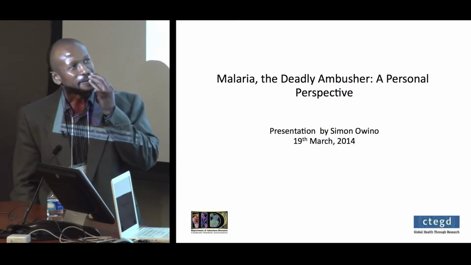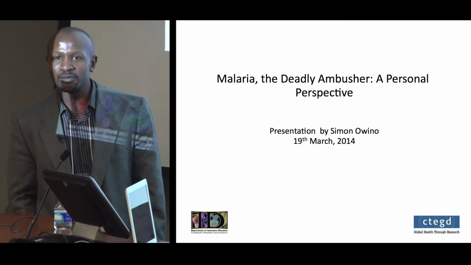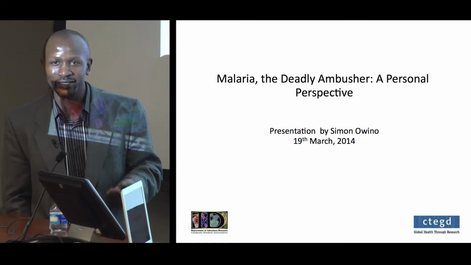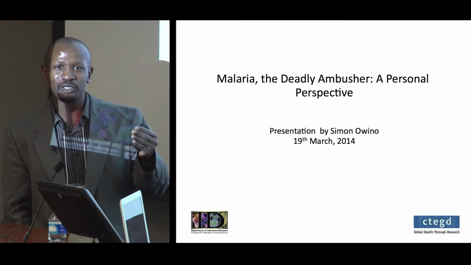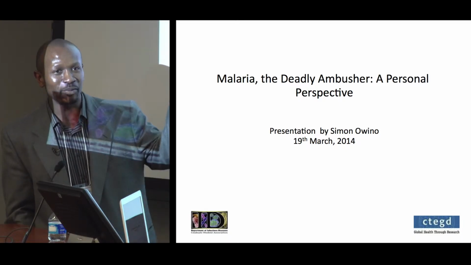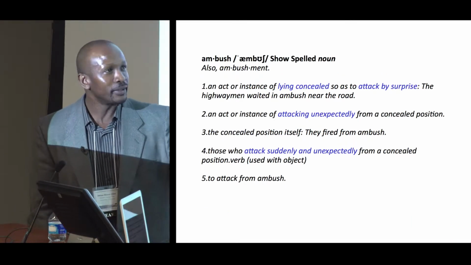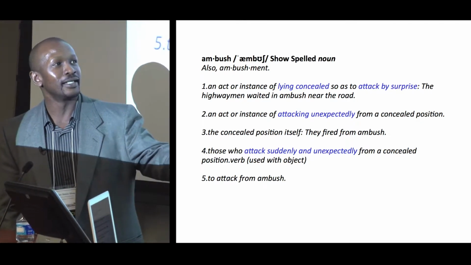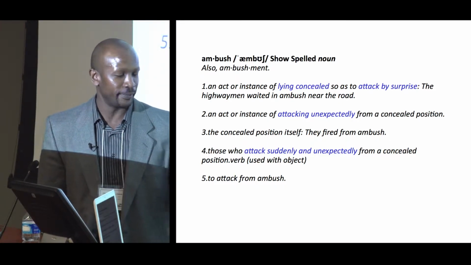So I guess when I was approached to give this talk, I had to think about a few instances, how I have actually experienced malaria before coming to the US and after coming to the US. And just one word struck me most, that malaria is actually an interesting ambush kind of disease. That's why I came up with the topic, the deadly ambusher. So if we revisit the meaning of the word ambush, you keep seeing the words lying concealed, attacks by surprise, attacking unexpectedly, attack suddenly and unexpectedly. It keeps coming up now and then.